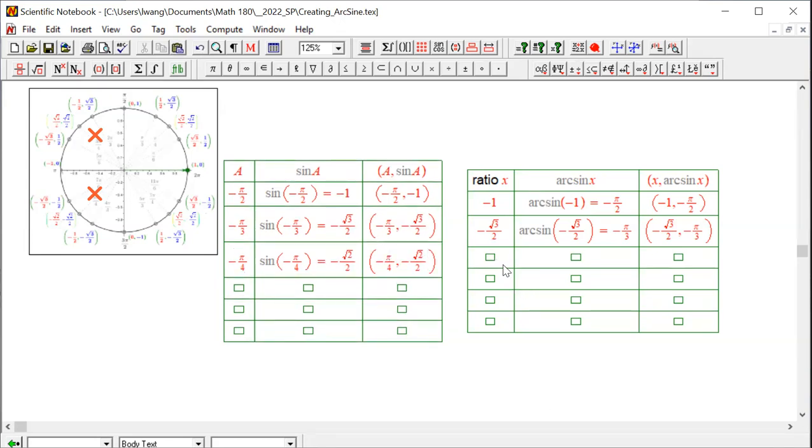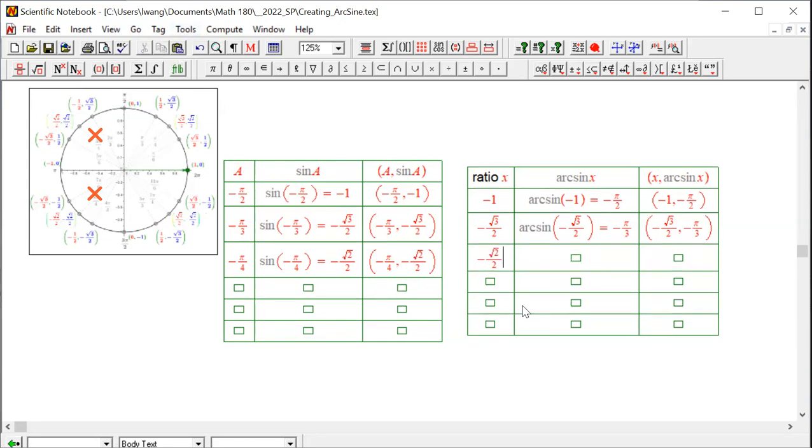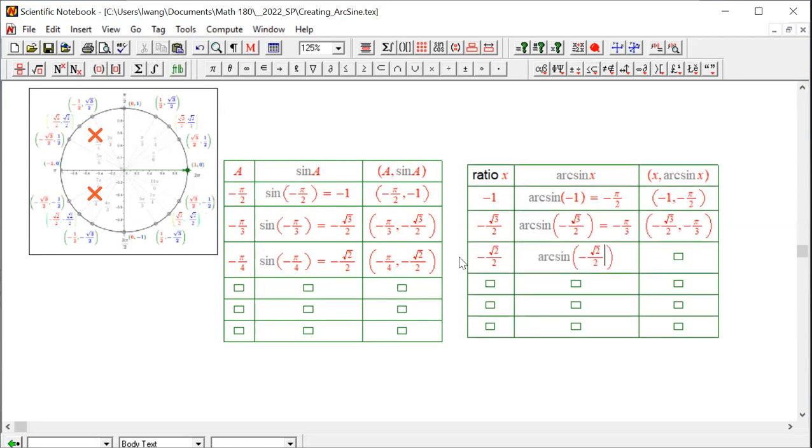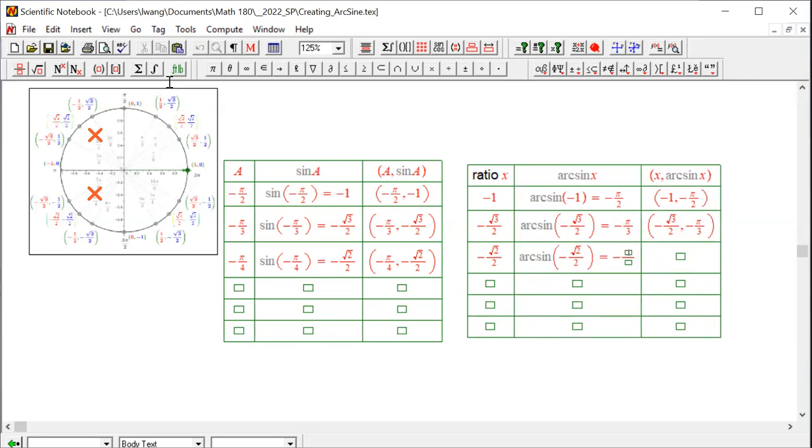Okay. And for the other side, the input and output reverse. So this is how this one-to-one function is being created, and its inverse created. And over here is ArcSine. Negative √2/2 produces negative pi/4. Could it be other values? No.